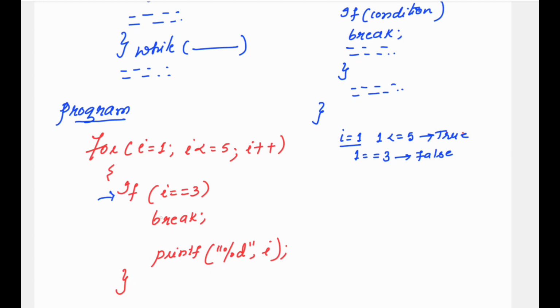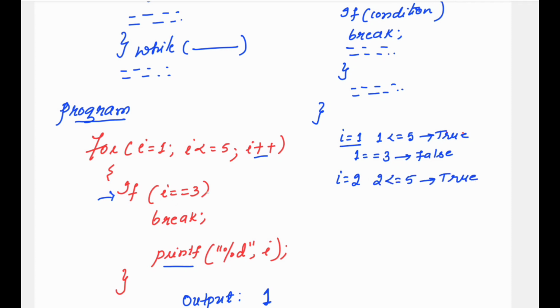That means it will continue with whatever statements are written here. So it will print the value of i. In the output, the first number that gets printed is 1. Then it will continue in the for loop and increment the value of i by 1. Now i is 2. Is 2 less than or equal to 5? Yes, it is true.